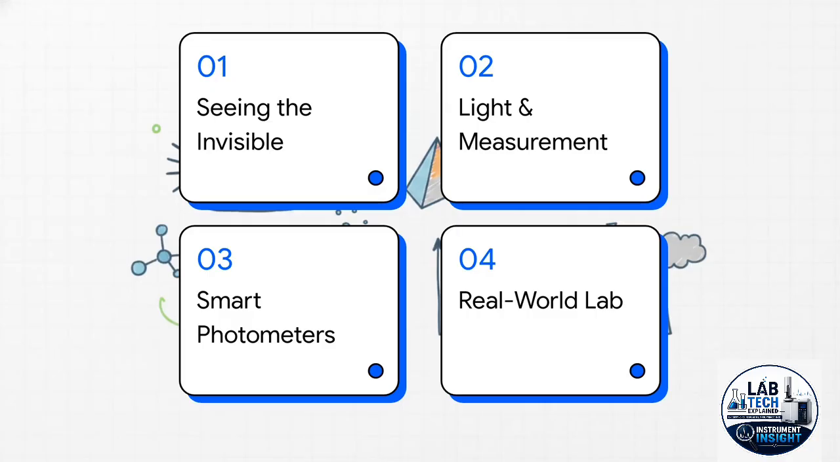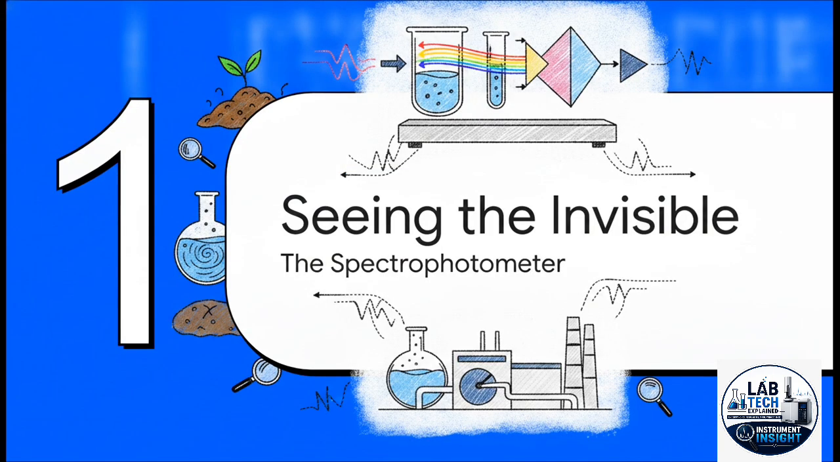Okay, let's dive into this. Here's our roadmap for the explainer. First up, seeing the invisible. Then we'll hit light, math, and measurement. Number 3 is the anatomy of a smart photometer. And finally, we'll wrap up with a real-world lab measuring COD. Let's get to it. Section 1, Seeing the Invisible.